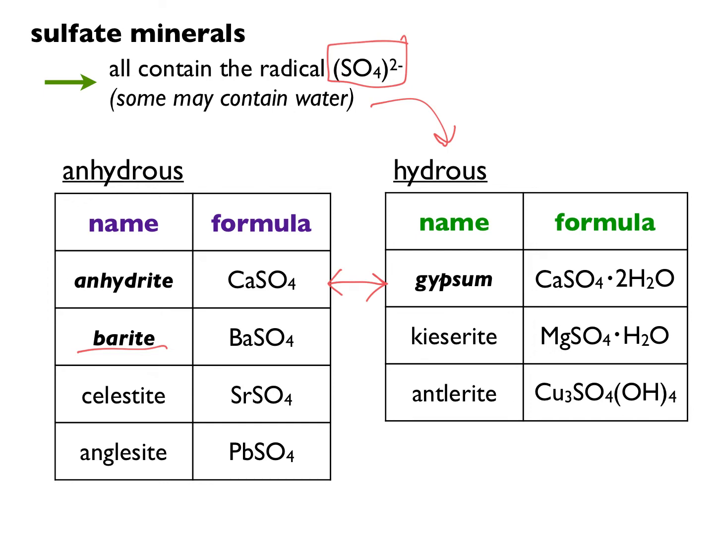Celestite is another type of anhydrous sulfate mineral that contains strontium. Anglesite contains lead. These are not going to be as common, for obvious reasons, because barium, strontium, and lead are not as common as calcium or magnesium. Antlerite is another one that is a copper sulfate. That one is hydrous. So all of these are potential chemical sedimentary minerals that could form in evaporitic environments, but gypsum and anhydrite are the most common of them all.